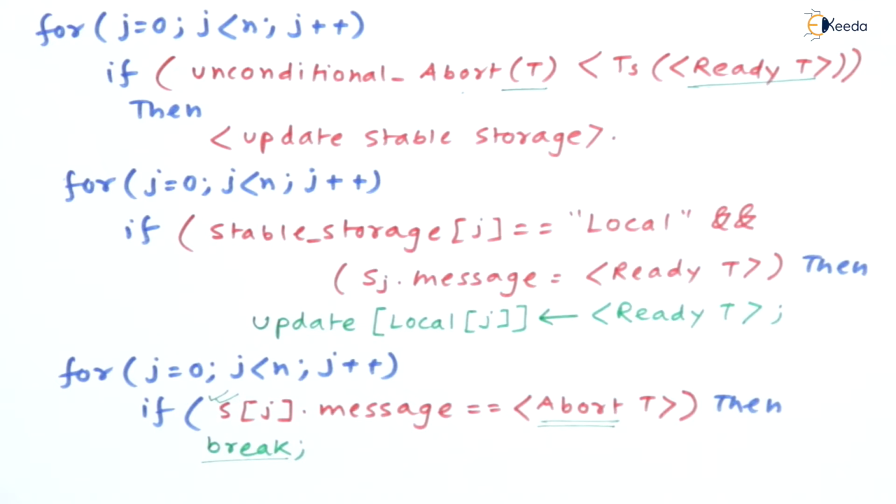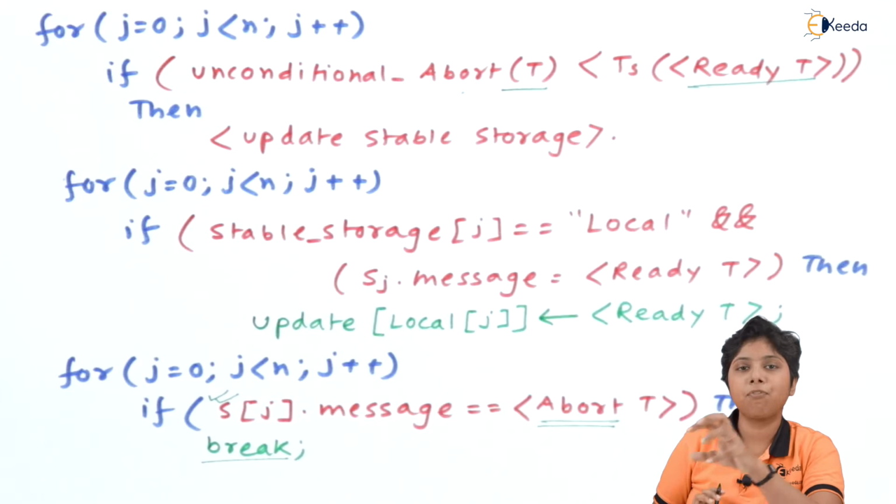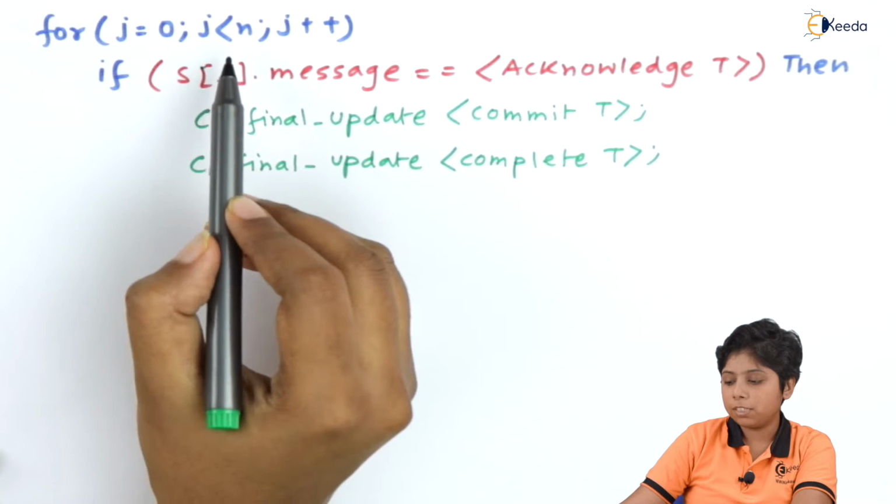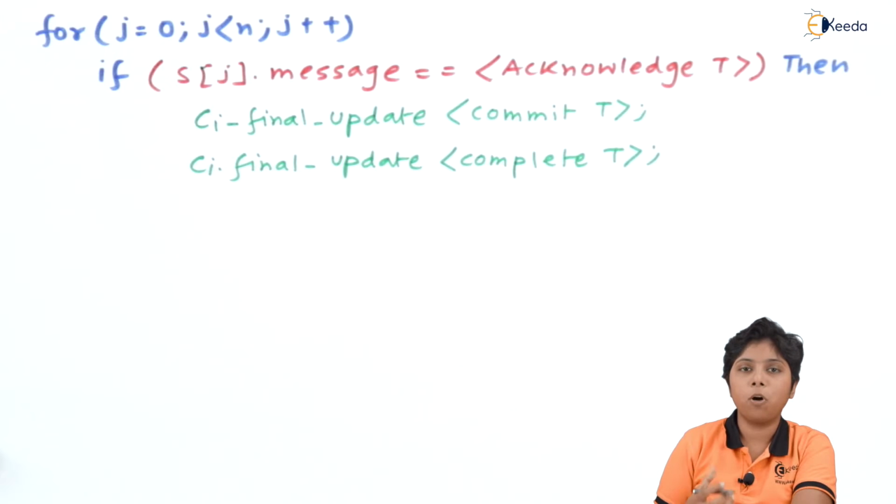That means we do not need to check any further. If it is the first node that is making the abort T, then we need to break the loop and make the abort T inside the final commitment.